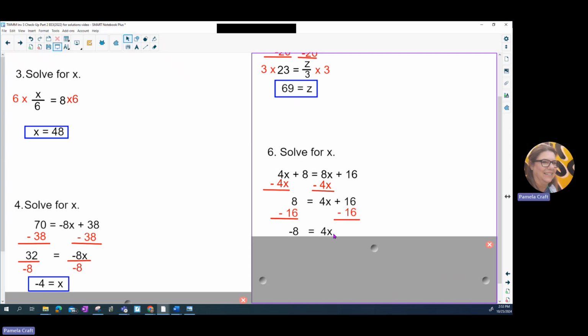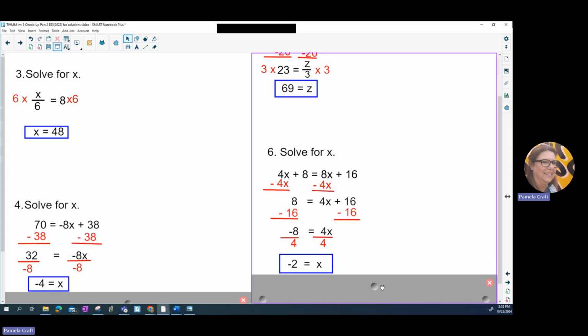And now we're down to a one-step equation with multiplication. So how would I undo multiplication? I would divide. I'm going to divide both sides by a positive 4. So negative 8 divided by 4 leaves me with negative 2.